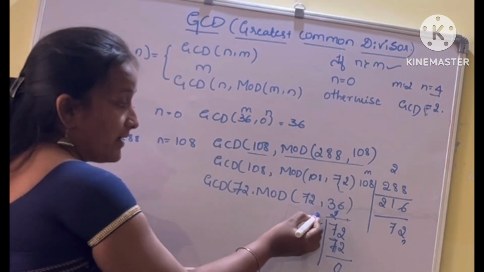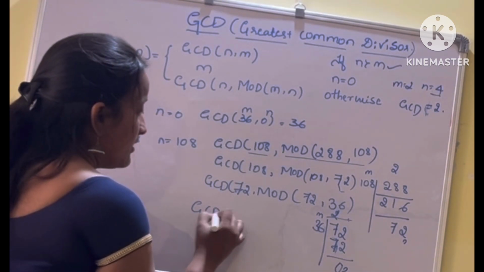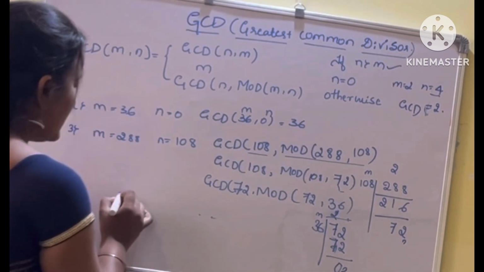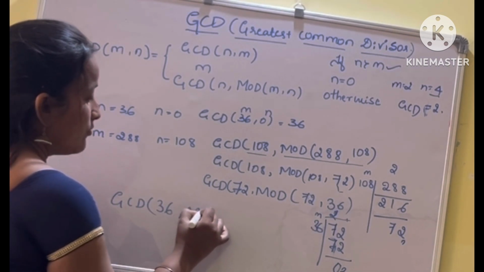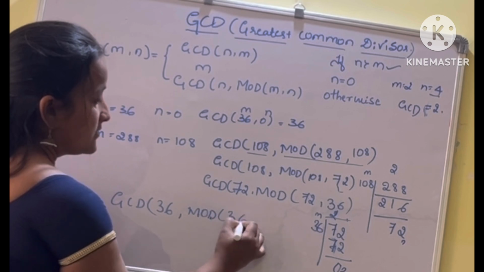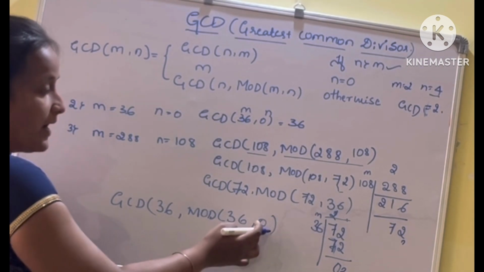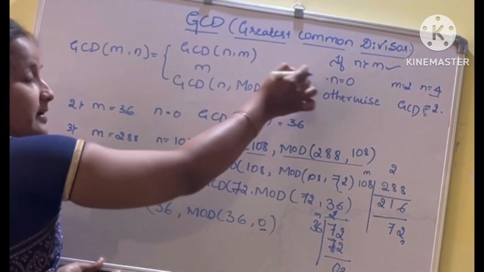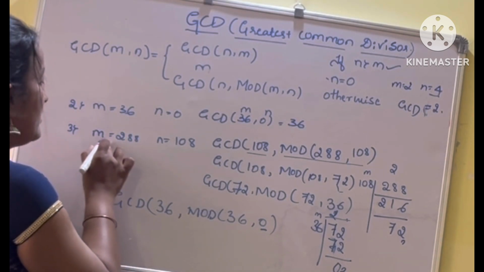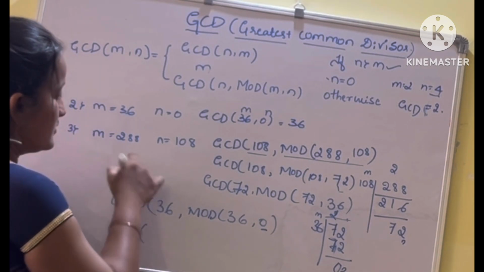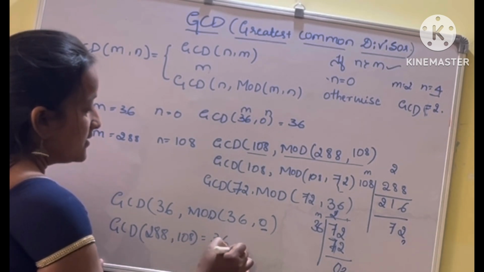Now this acts as m and this acts as n. Write the formula: GCD of 36 and 36 mod 0. This is the m and n value. When n is 0, which value do we return? By the second situation, when n is 0, we return the m value. So the GCD of 288 and 108 is 36.